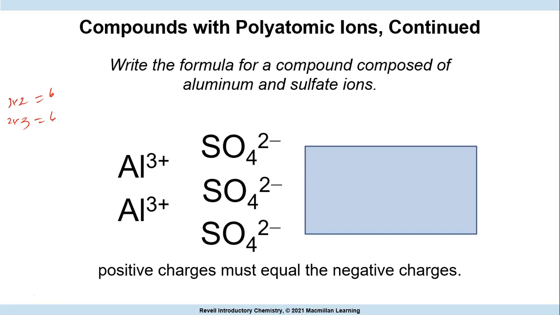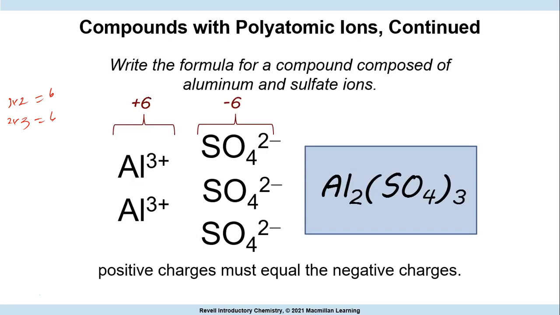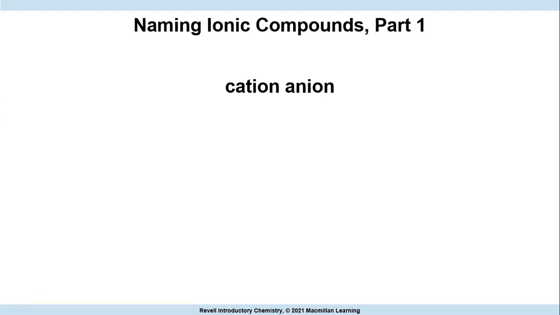And remember, the sulfate is a polyatomic ion. We must always bracket the sulfate and then put the number of the sulfate ions outside the bracket. So this gives us the formula with 2 aluminum, Al2(SO4)3. So that 3 outside shows that it is for everything inside that bracket.